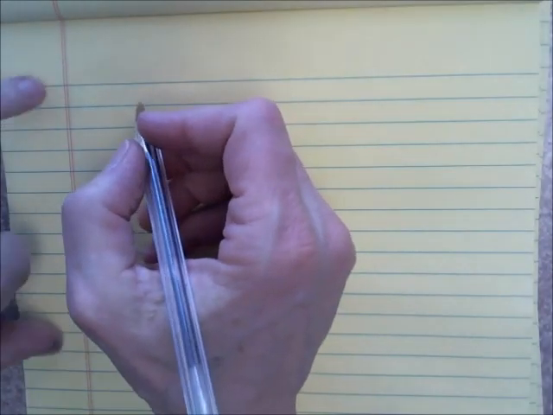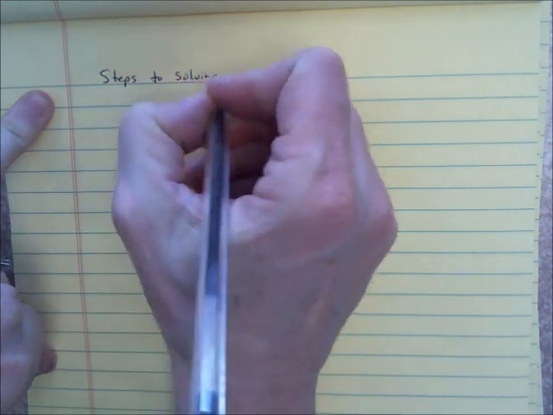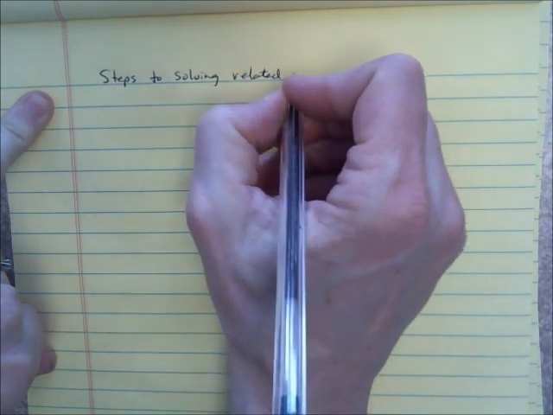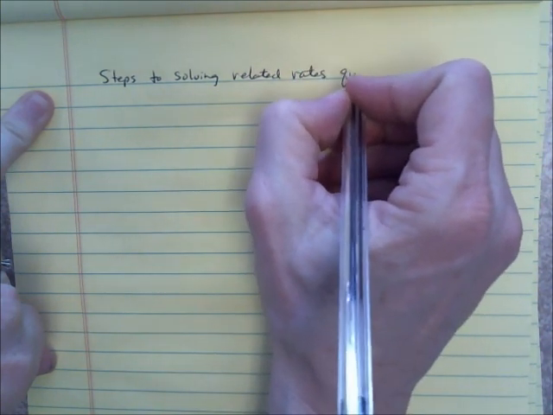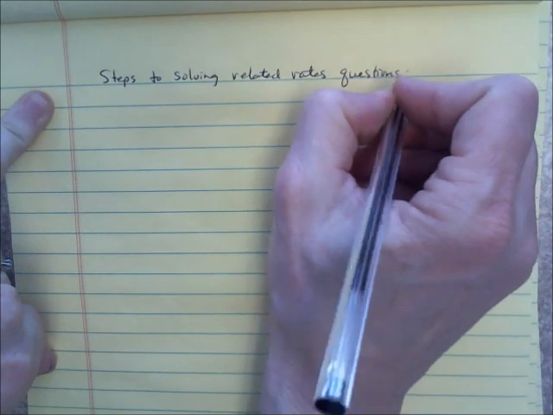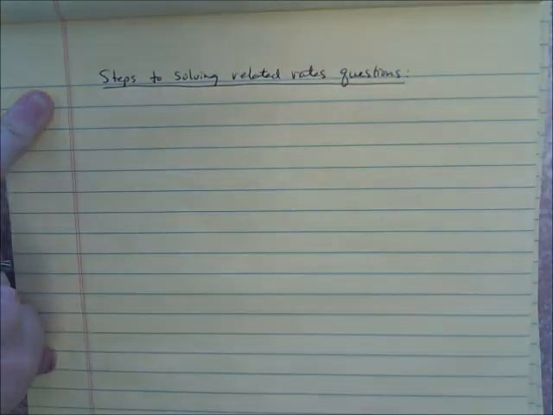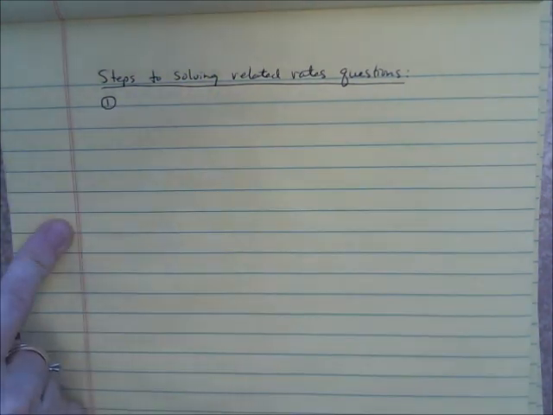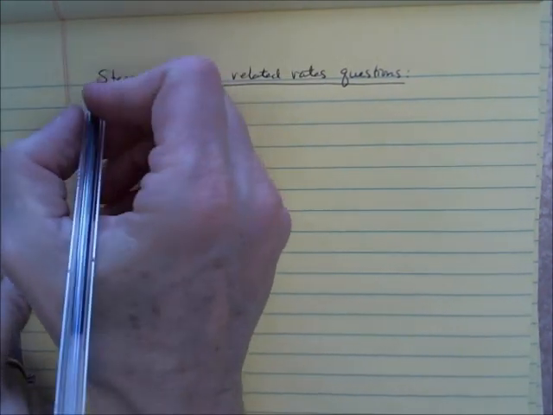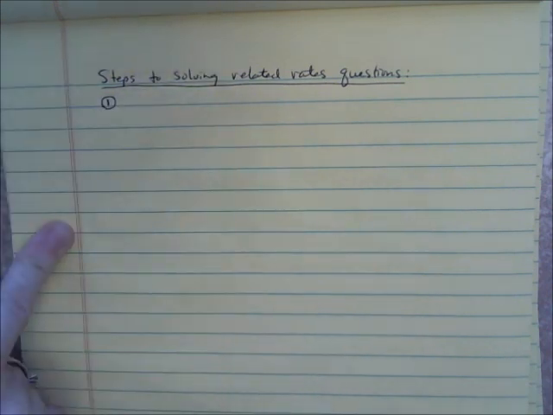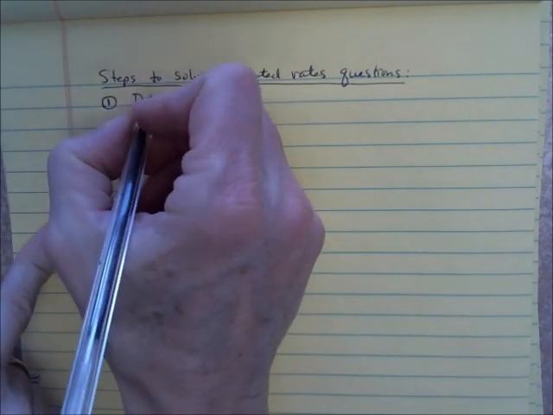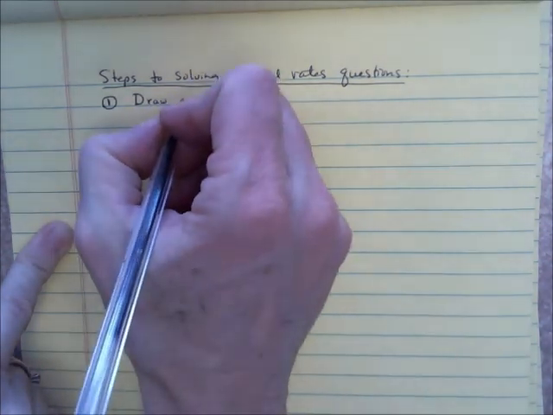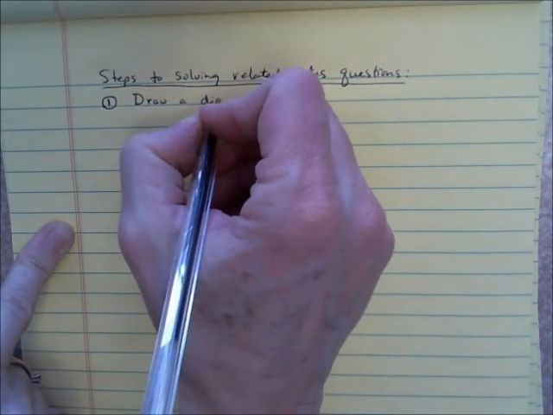Today I'm going to show you the steps to solving related rates questions. First of all, if you follow these 5 steps in order, you shouldn't have any difficulty going through these to the end. The first thing you want to do is draw a diagram of the situation that they're giving you.